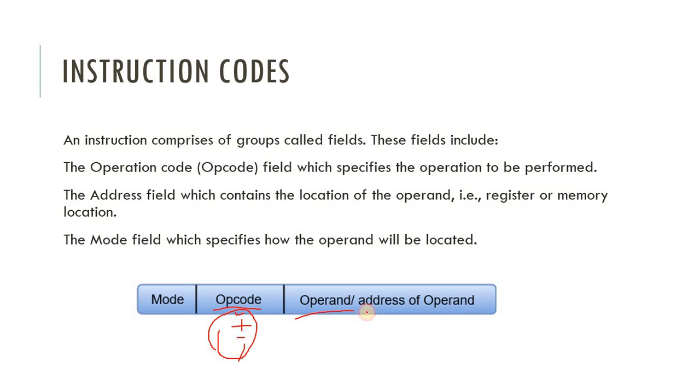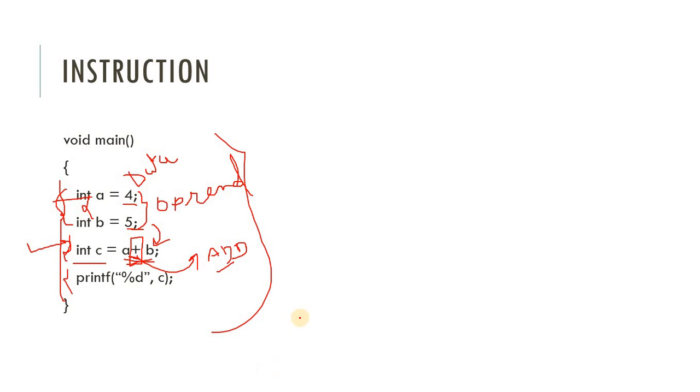Now next is the operand or the address of the operand. We specify that I want to perform the addition, as per this program, but on which data do you want to perform the addition? Here it is defined that I want to perform the addition on A and B. So this A and B become the operand.